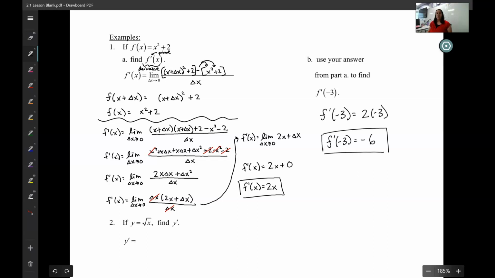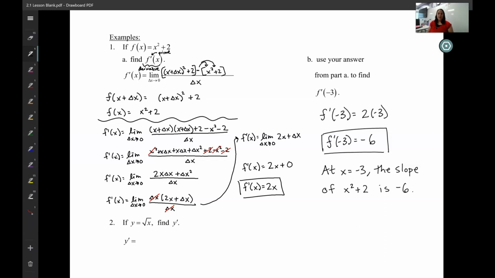Now let's talk about what that means. So that means at x equals negative 3, the slope of x squared plus 2 is negative 6. Exactly. So at that point, the slope of the function is negative 6. That's what this derivative is telling you. The instantaneous slope at a single point.